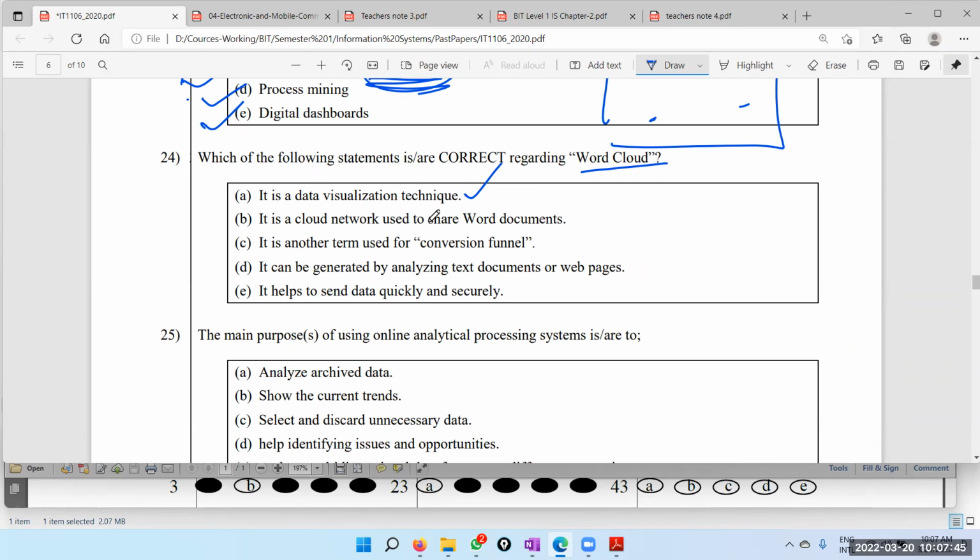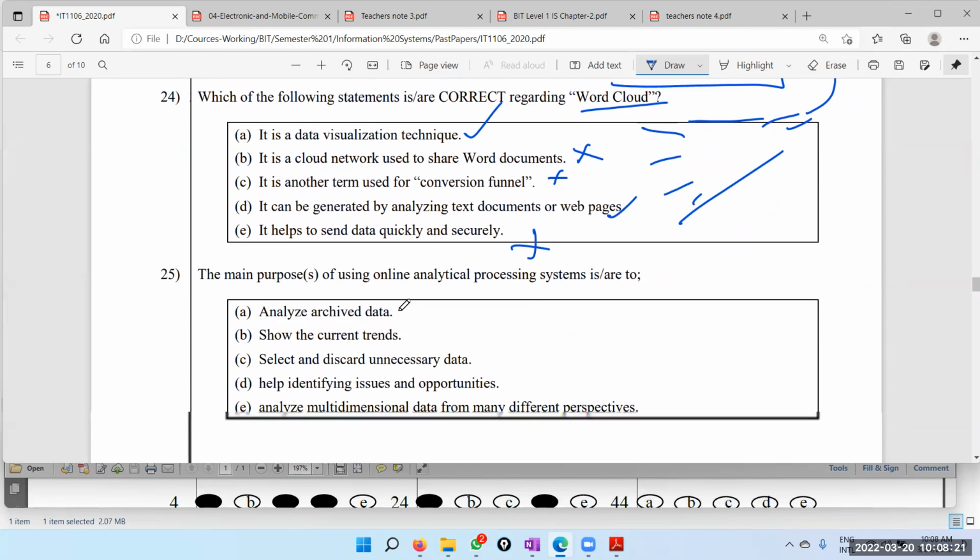It is a cloud network used to share Word documents. No. It is another term used for conversion funneling. No. Conversion funneling is how your potential customers end up becoming a customer or transaction. We discussed that, conversion funneling. That has nothing to do with the word cloud. It can be generated by analyzing text documents or web pages. It helps to send data quickly and securely. It has nothing to do with that. So the answer must be A and D. Right, A and D.